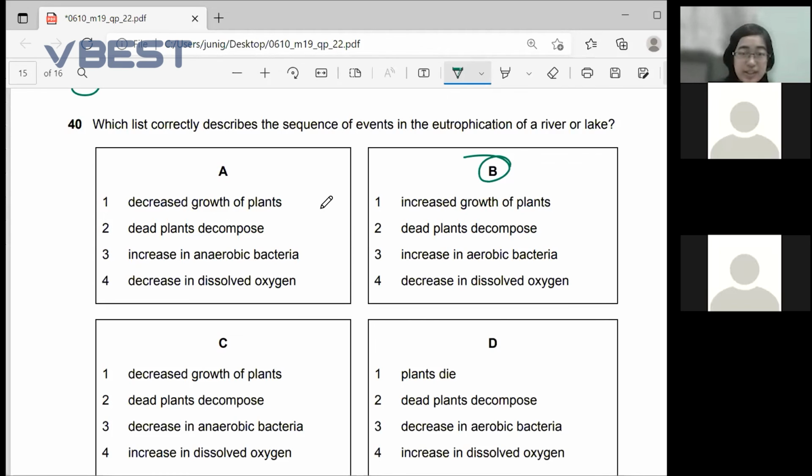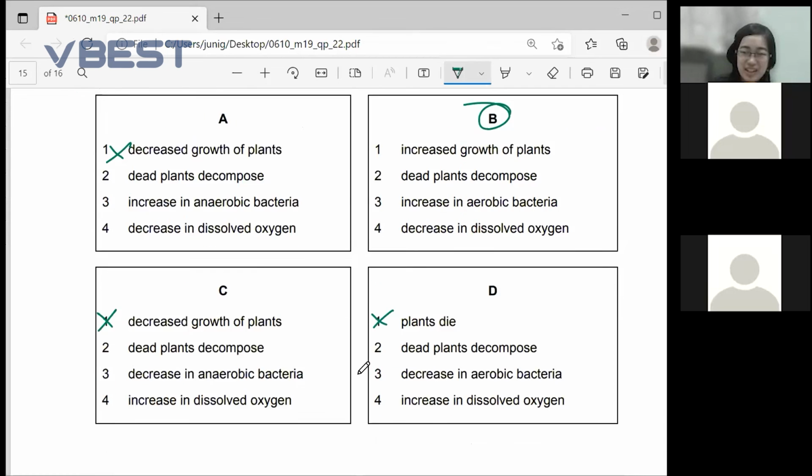The other ones, you can see the order is just jumbled up. See, decrease in number of bacteria. So first of all, A is wrong from number 1 because nitrogen in the lake will cause more plants to grow. So A and C are wrong. And D, first of all, plants die, which is like, why can the plants die so fast? So that one is also wrong.